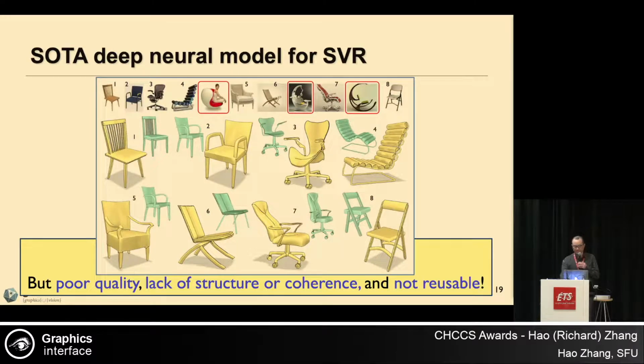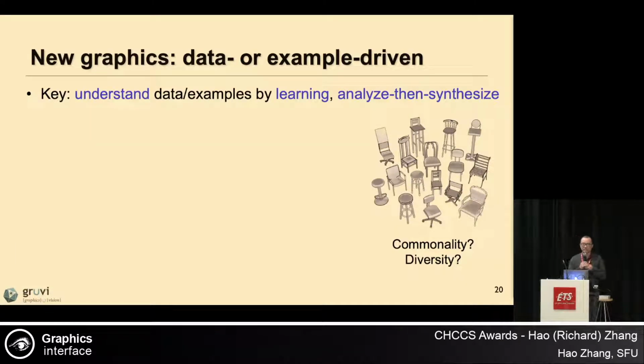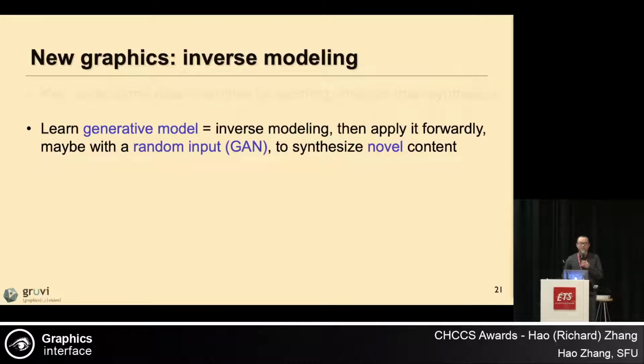And just to make a comparison, I want to go back to this new graphics. So the new graphics to me is going to be data-driven, it's going to be example-driven, and you don't just synthesize, you actually first have to understand. Okay, so if your job is to generate, say, airplanes, you have to understand what airplanes are. So you have to analyze, and then you synthesize. So really much of it is inverse problems, right? You need to actually understand, maybe from a set of examples, to invert the modeling procedure, and then after you obtain the generative model, you can apply it forwardly, even with a random input, so GAN comes to mind, so that you can possibly generate novel content. So that is the new graphics.